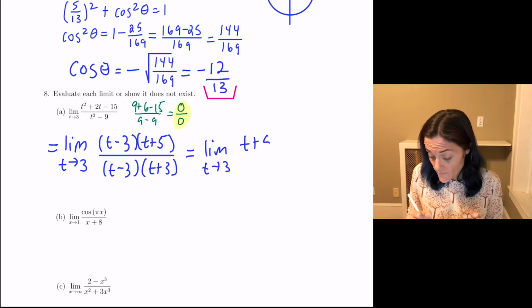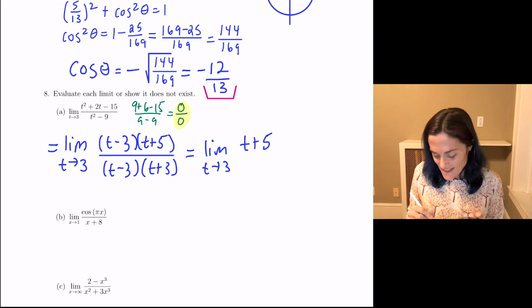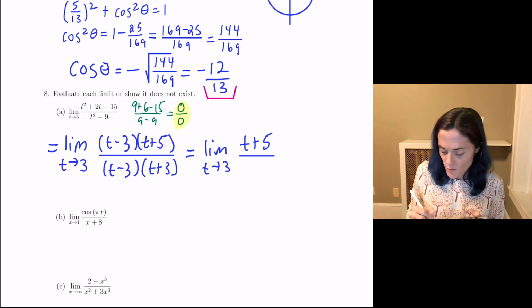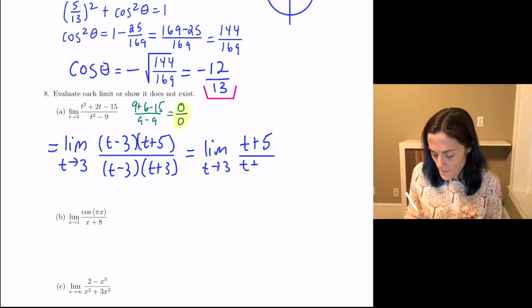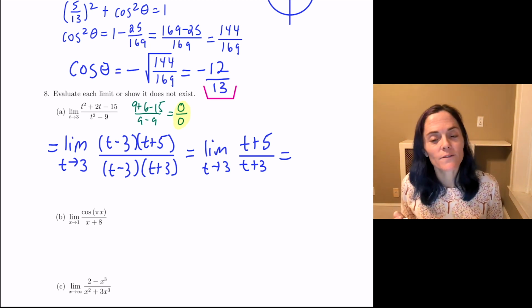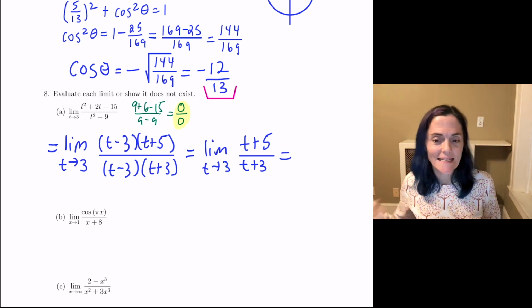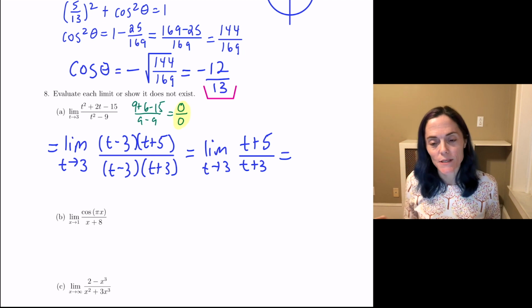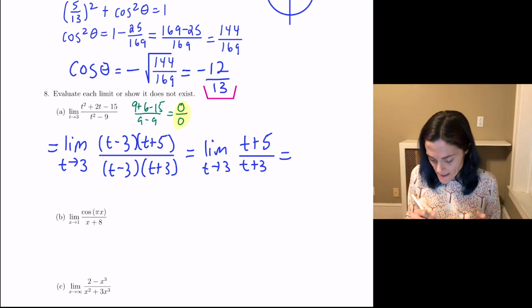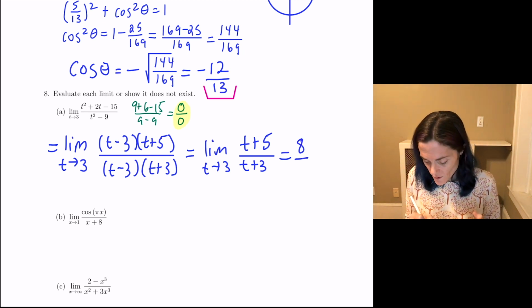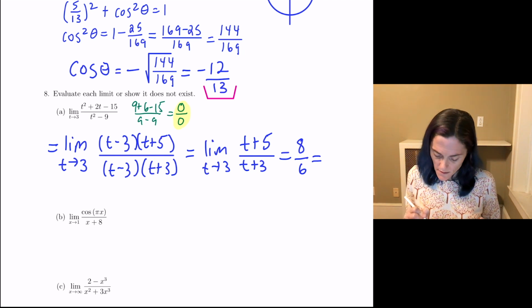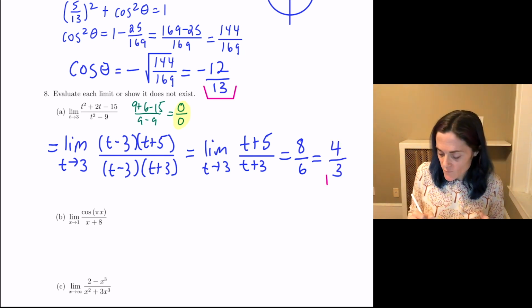Now, we can take a limit as t goes to 3. We have t plus 5 divided by t plus 3. This is beautiful because what's left, we can just evaluate at t equals 3. We get 8 over 6. Simplified, this is 4 over 3.